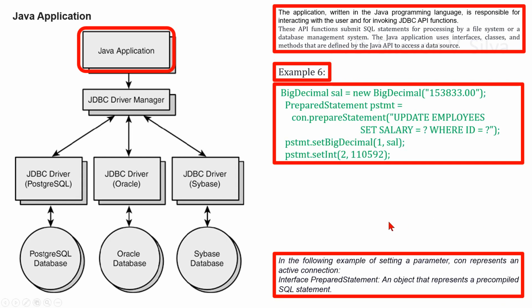In the following example of setting a parameter, con represents an active connection. The interface PreparedStatement, an object that represents a precompiled SQL statement.